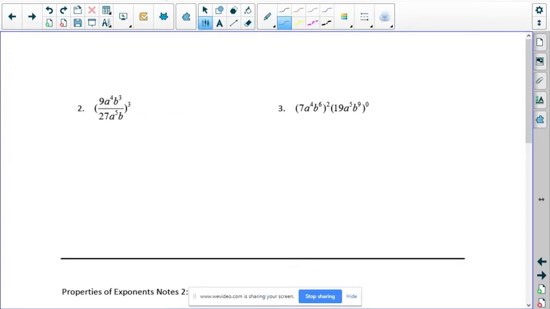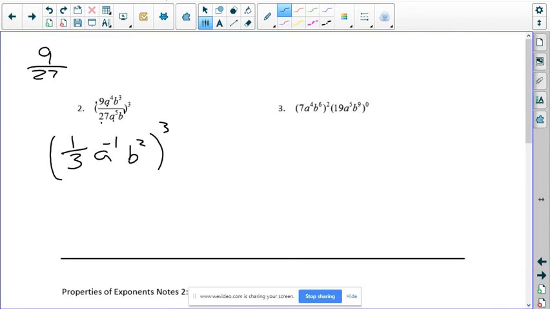What we could have done instead is reduce this fraction first. So we have 9 divided by 27. Normal numbers just reduce like normal numbers do. A fraction of 9/27, we divide the numerator and denominator by 9, which here gives us 1/3. A to the fourth divided by a to the fifth is a to the 4 minus 5, or a to the negative first. And b cubed divided by b is b to the 3 minus 1, which is b squared.